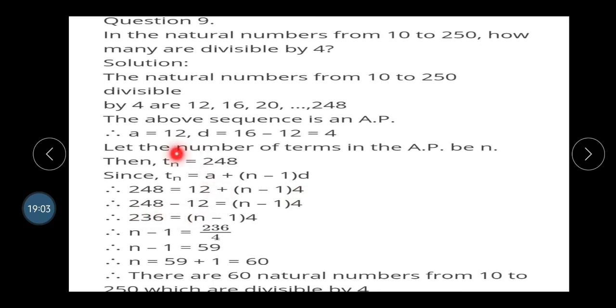We will subtract 12 from 248. 248 minus 12 equal to n minus 1 into 4. 236 equal to n minus 1 into 4. We will divide 236 by 4 and we will get 59. So n minus 1 equal to 59. We will add this 1 to 59 and we will get 60. Therefore there are 60 natural numbers from 10 to 250 which are divisible by 4.